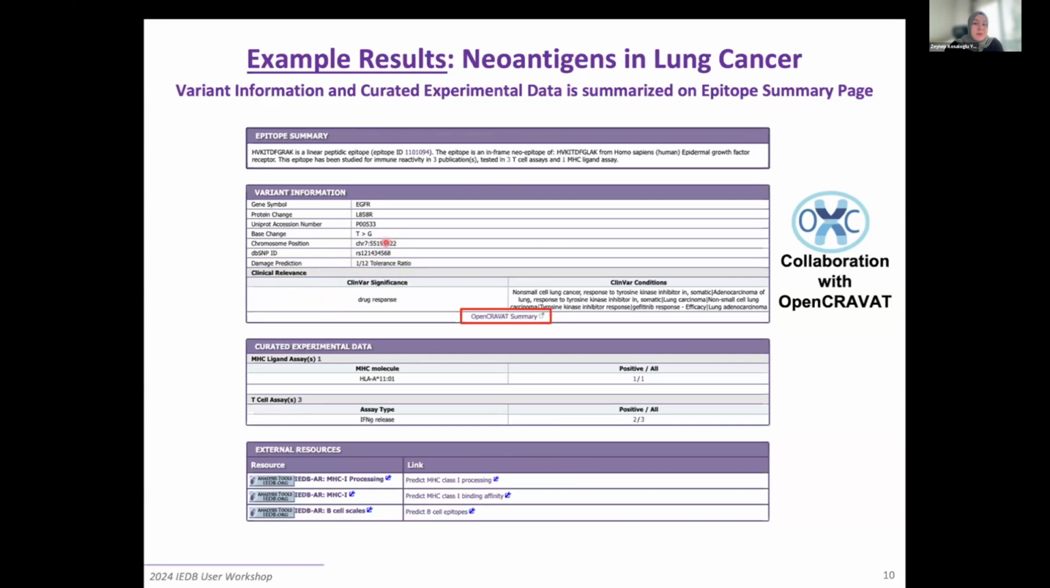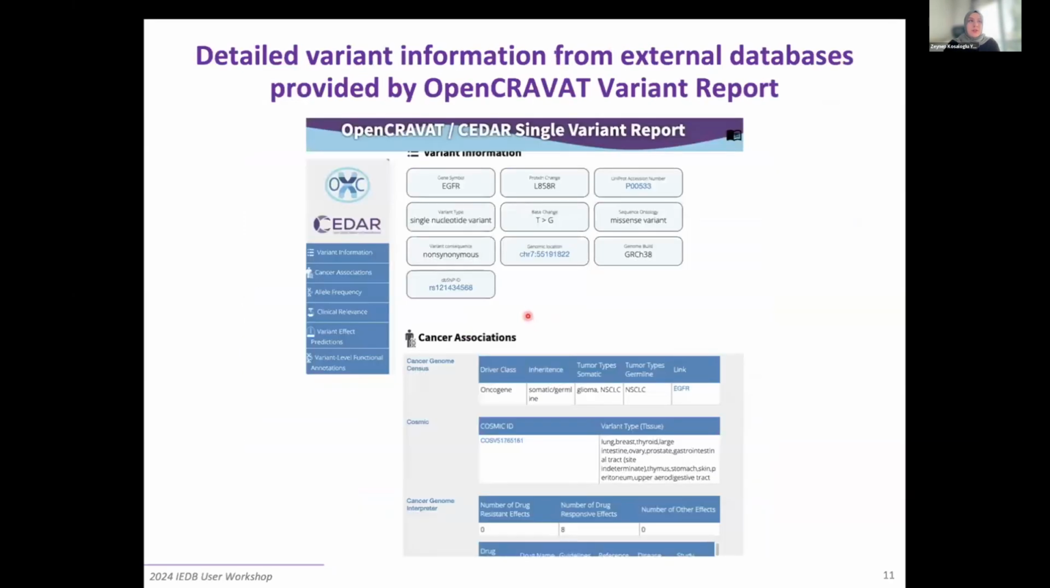For example, this specific mutation is known to have a drug response, and then here we also have the different cancer types that were observed in other studies. To give even more information, we have this link out to the Open Cravat page. They created this variant summary page for us, where we have access to even more external databases, cancer-specific databases, and prediction tools that were run on the mutations. So this is all information about the specific DNA mutation.